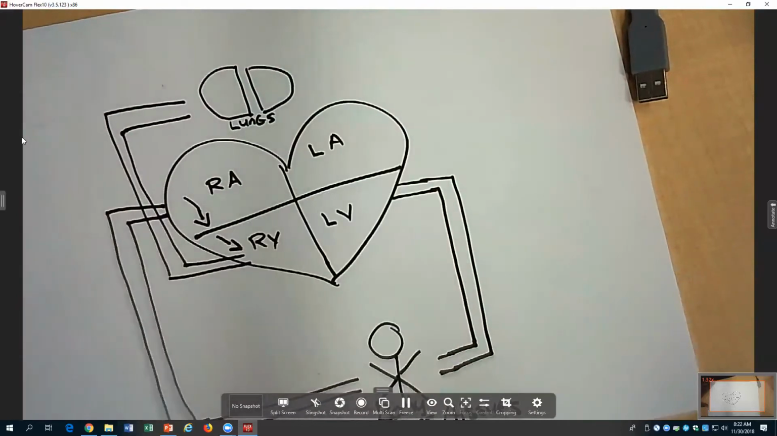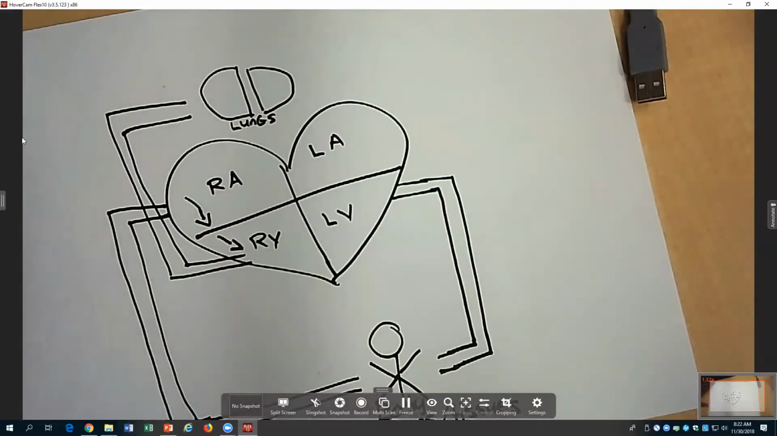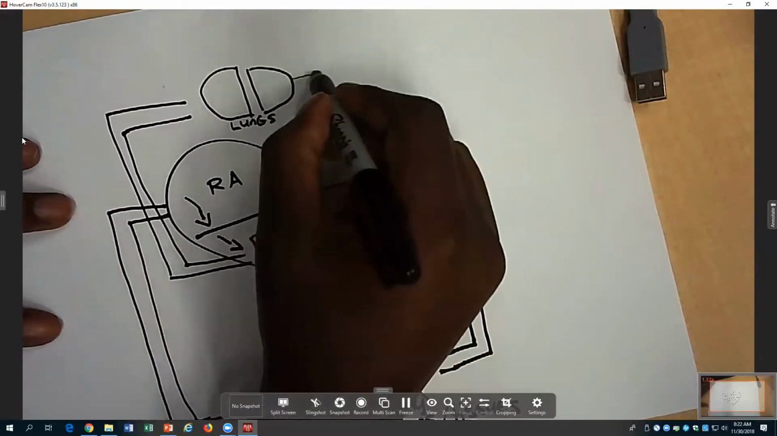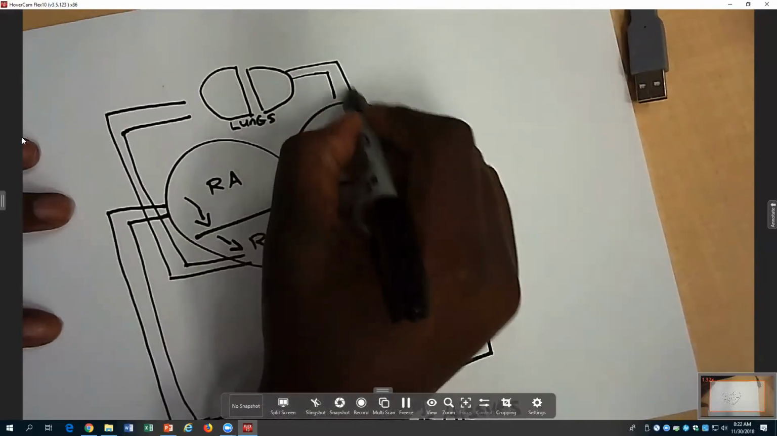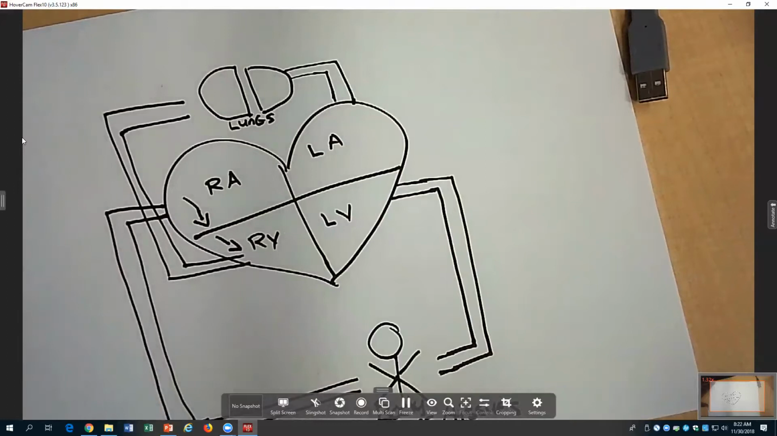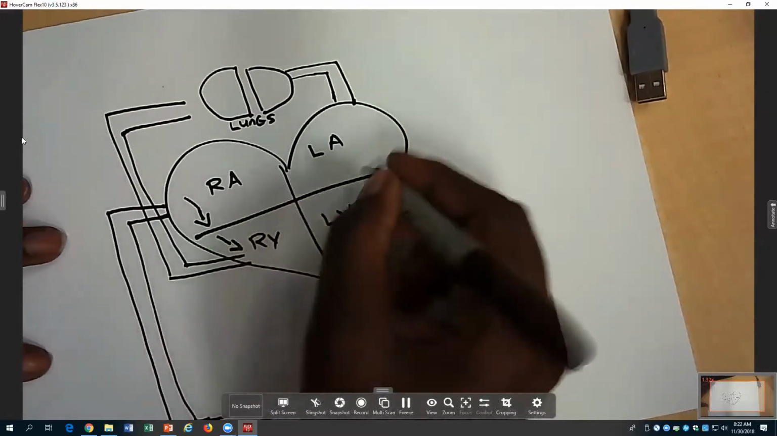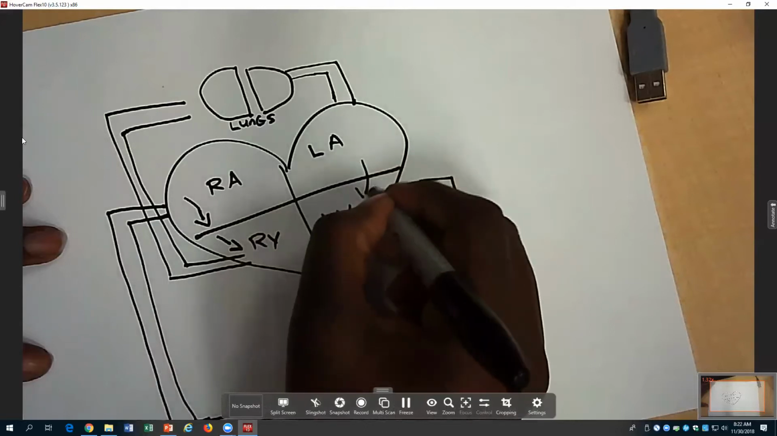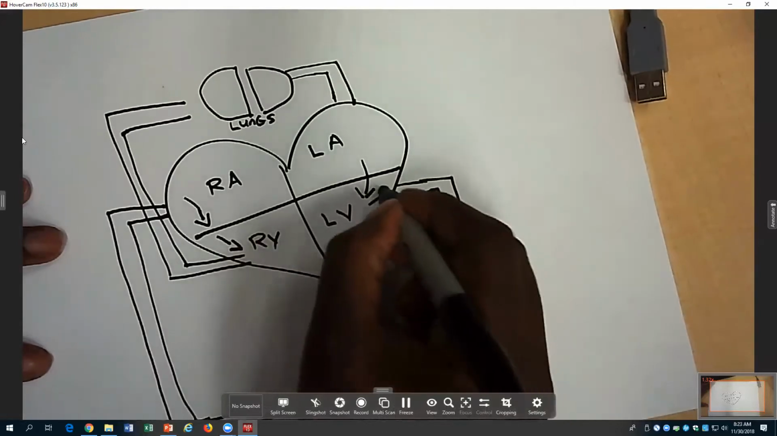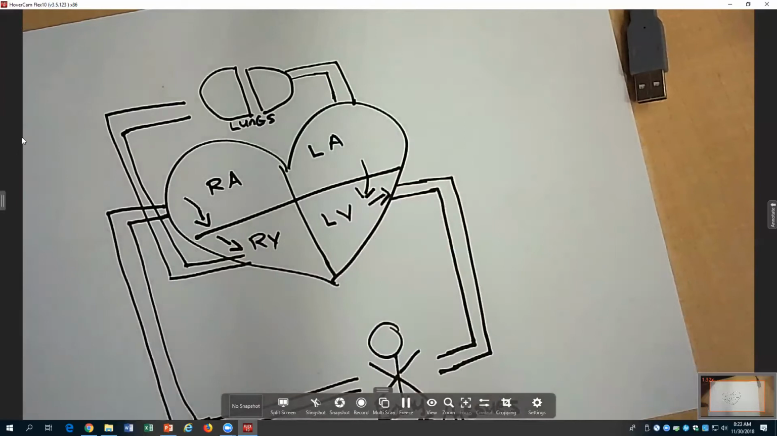Now it's going to get fresh oxygen from the lungs, and it's going to leave the lungs and go back into the left atrium. Remember we said the atria are collecting blood, and then from the left atrium, it's going to go back into the left ventricle, and then that process will continue again and again.